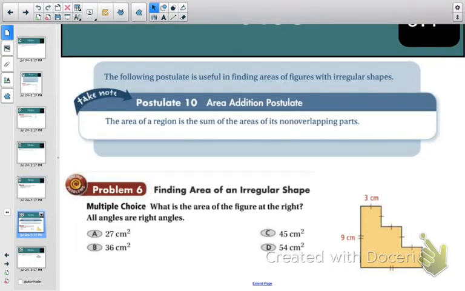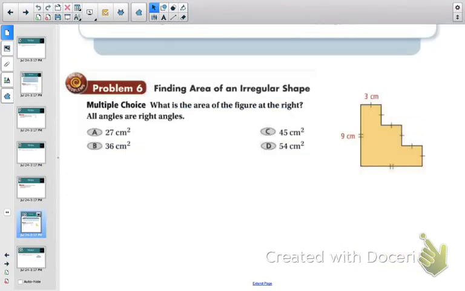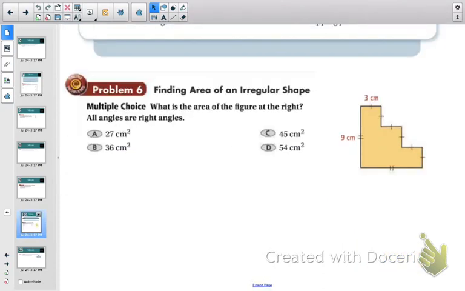Okay, and then we have the area addition postulate, which says the area of a region is the sum of the area of its non-overlapping parts. So for example, this is not a rectangle or a triangle or something nice. It's a combination of a bunch of things. So what we can do is we can split it into different pieces. So I can split it there, and I can split it there. There's different ways you can split it as well.